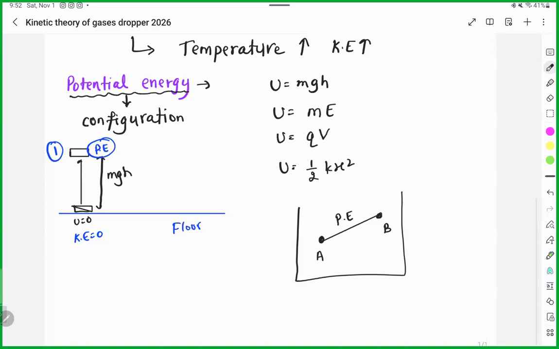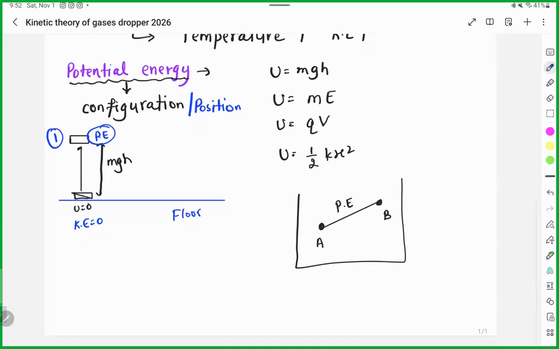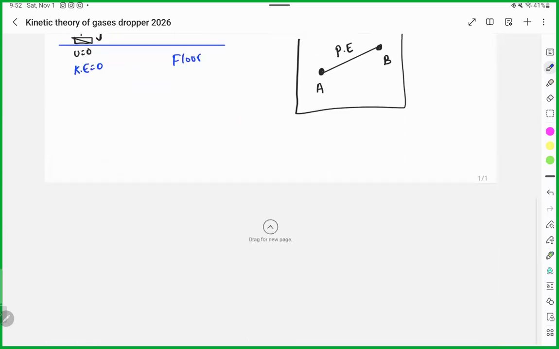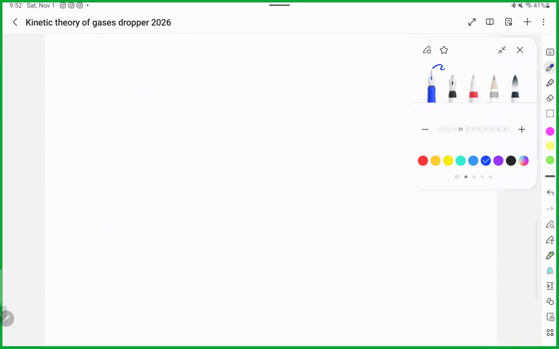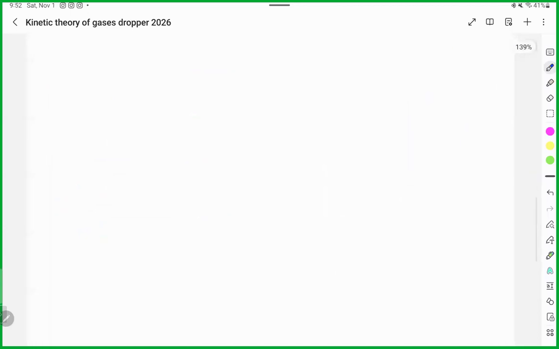So this is because of the position. When we said configuration, position is one part of the configuration. Example, if intermolecular force is more, the molecules have more force, then potential energy will be less. Okay. Example, I will talk about this. Intermolecular force, the force between two molecules.